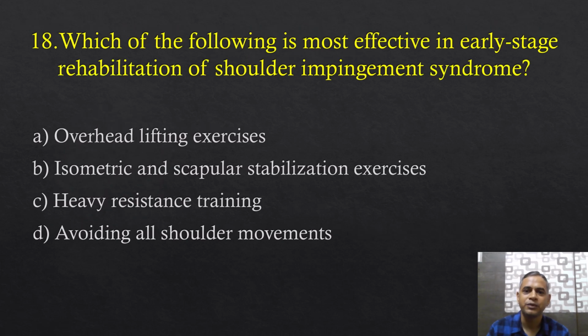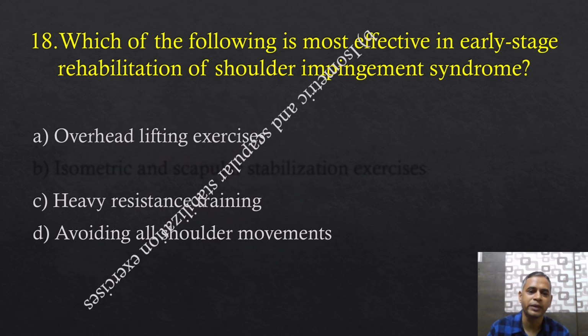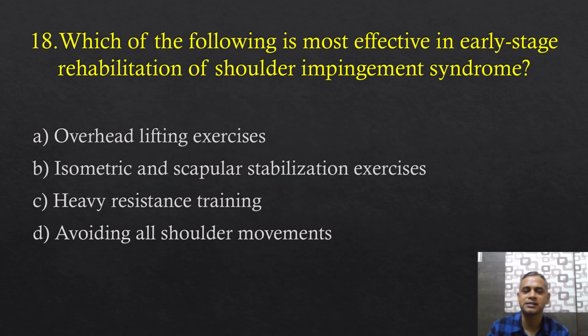Number 18. Which of the following is the most effective in early stage rehabilitation of shoulder impingement syndrome? A. Overhead lifting exercises. B. Isometric and scapular stabilization exercises. C. Heavy resistance training. D. Avoiding all shoulder movements. The answer is isometric and scapular stabilization exercises.